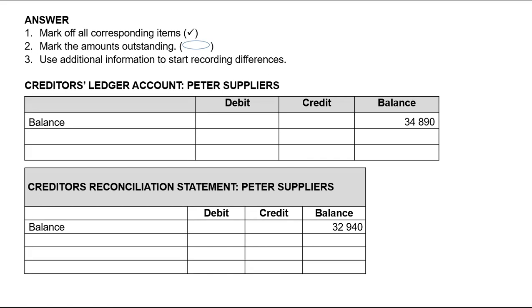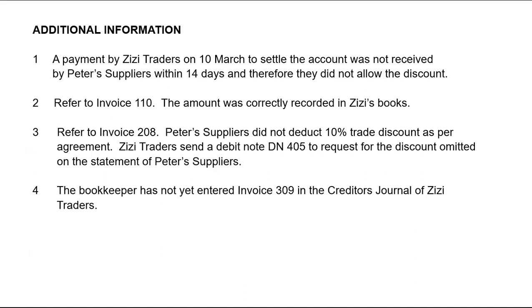Who made mistakes? It says under additional information, a payment by ZZ Traders. So we are ZZ Traders. They are Peter Suppliers. A payment by ZZ Traders on the 10th of March to settle the account was not received by Peter Suppliers within 14 days, and therefore they did not allow the discount. Oh, it means that we made a mistake. We were not supposed to record that discount because we didn't make the payment within 14 days.